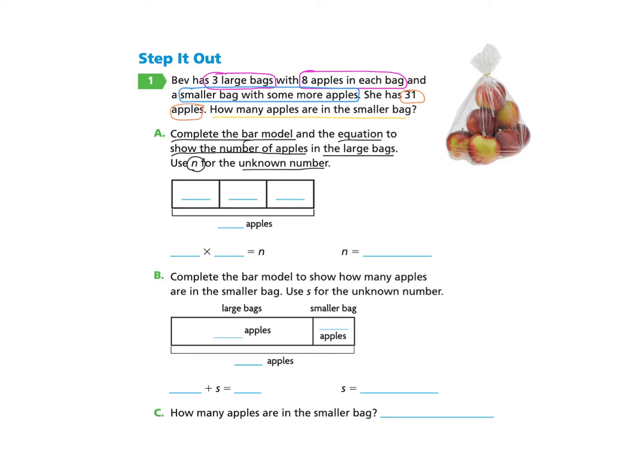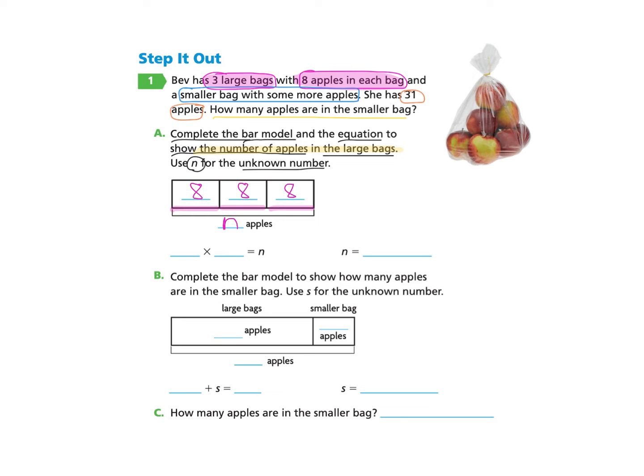The key word here is that we're looking for the number of apples in the large bag. If we take a look at our word problem, we know that there are 3 large bags, and in each of those large bags, there's 8 apples. So we're going to use this bar model to fill in that information. They have already created 3 boxes to represent those 3 large bags, and so we know that there are 8 apples in each of those bags, but what we don't know is the amount in those bags altogether, and so we're going to call that unknown N because we don't know what that is.